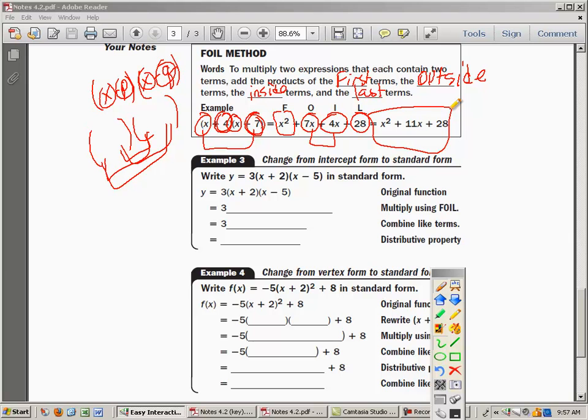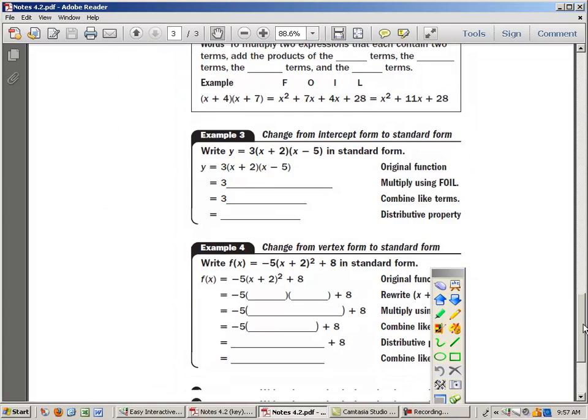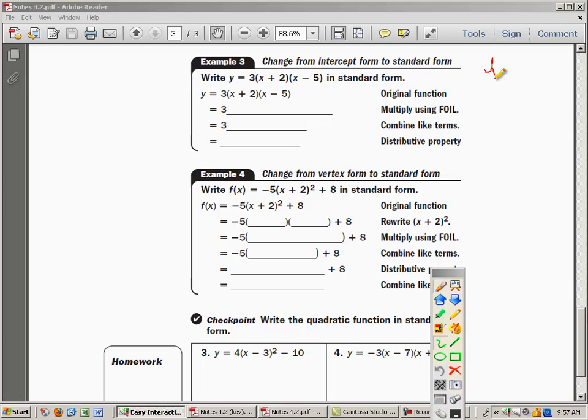So if I was changing something from intercept form to standard form, again, standard form is this guy, y equals ax squared plus bx plus c. And so if I want to get it back into that form from this one, which again was intercept form, what I have to do then is FOIL this out and then multiply the whole thing by 3. So we're going to leave this in parentheses.